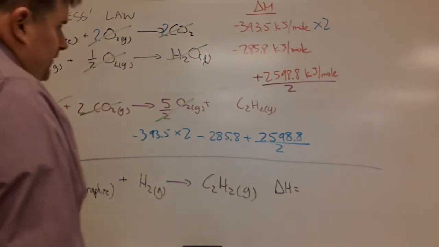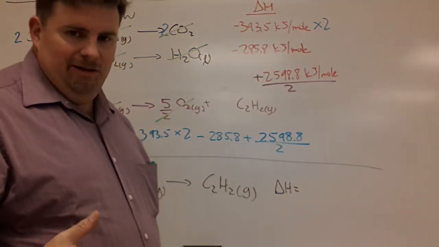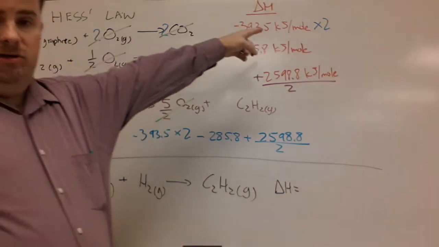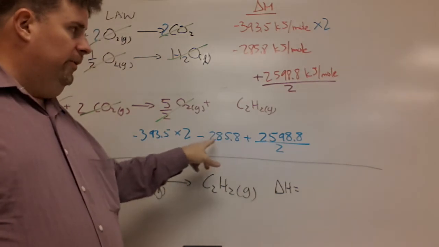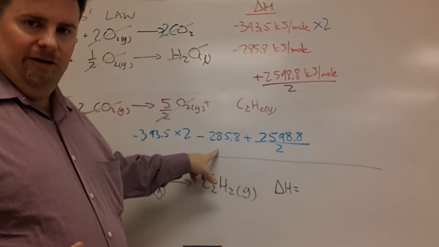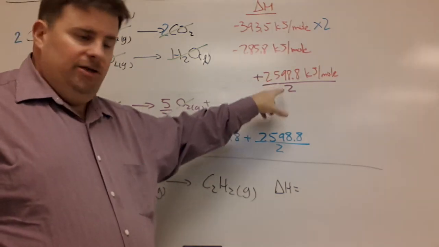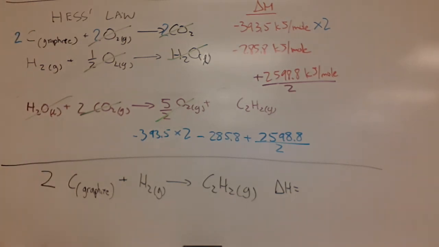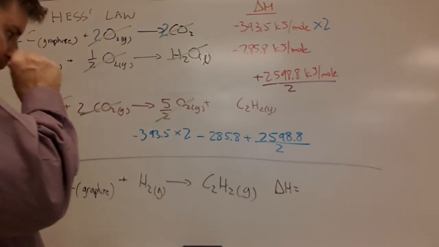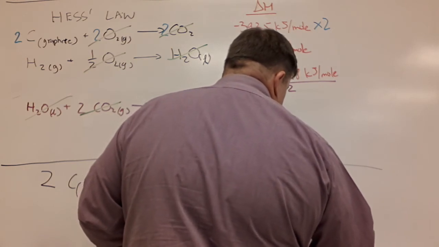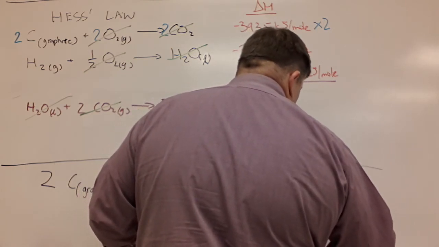Okay, so what I've done is I've taken these numbers down here, just to save some time. 393.5 is here. I multiply that by 2, because I put a times 2 over there. Over here, minus 285.8. Took this number directly down here, because I didn't have to multiply it or divide it or anything. This one I had to divide by 2, so I divide this one by 2. Okay, and what I get out is a value of plus 226.6. And that's kilojoules per mole.